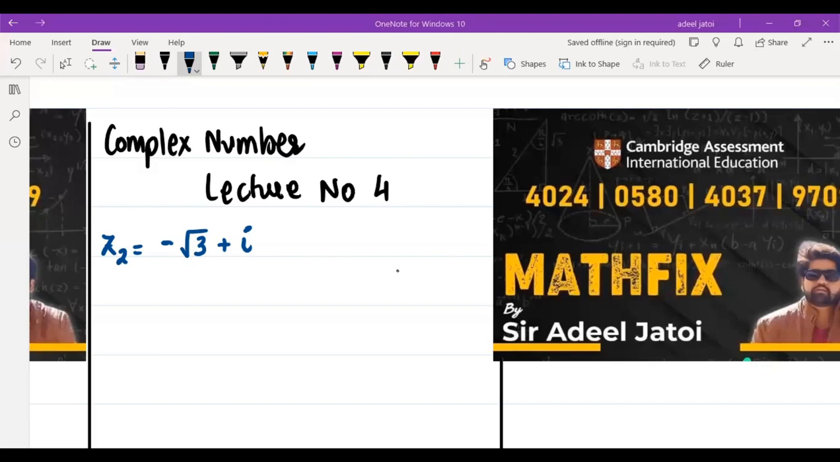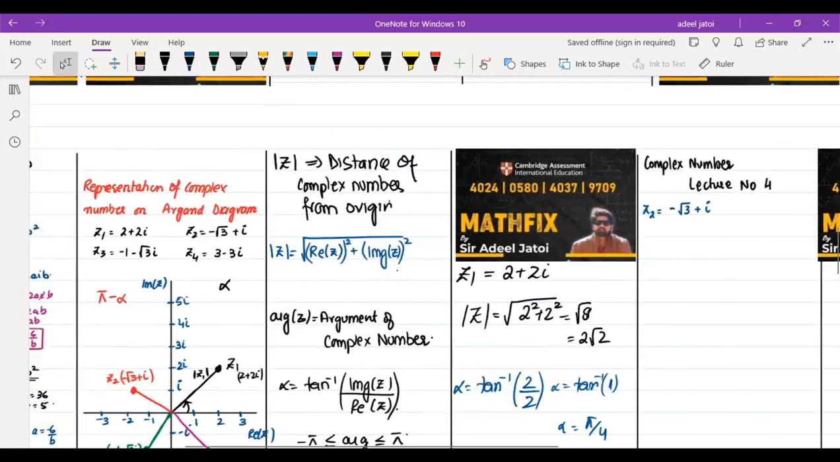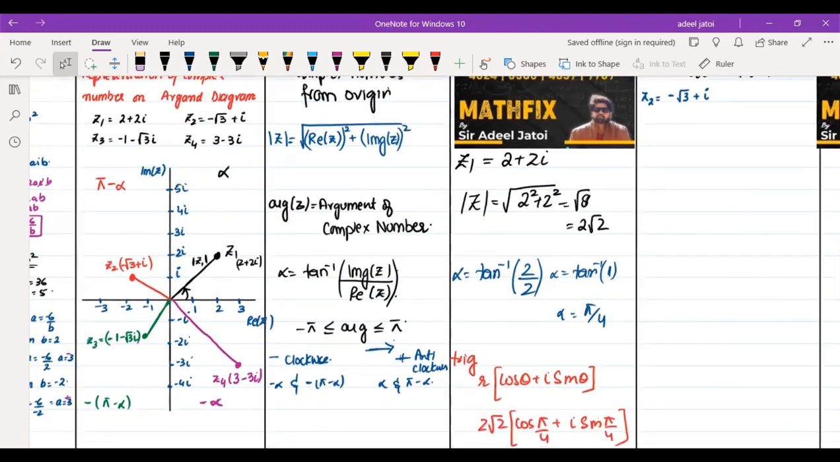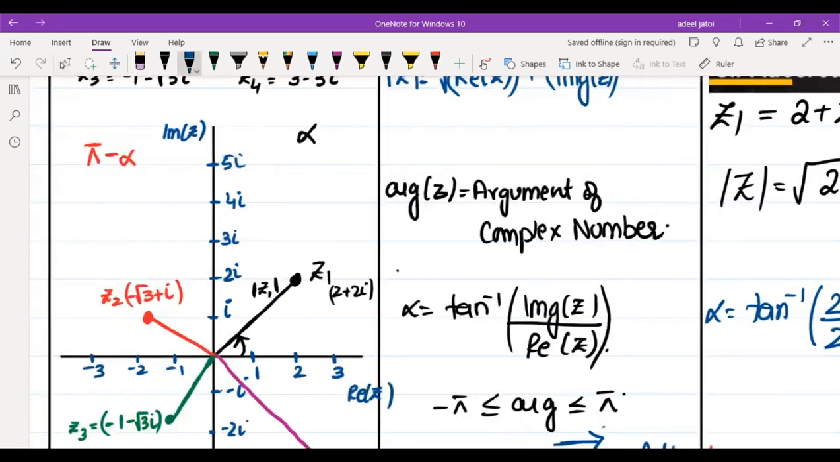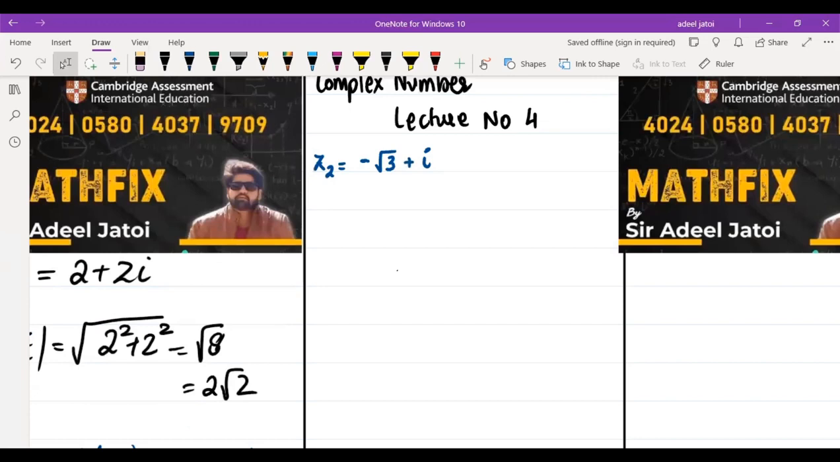Okay, complex number, lecture number 4. We ended our lecture 3 on the Argand diagram, where we made sure that we work upon the angle and the modulus. That means the r and the theta. So we got to know that in the first quadrant, the angle itself is alpha, right? But on the other hand, if you see that you have Z2 as negative under root 3 plus iota. So what does that mean?